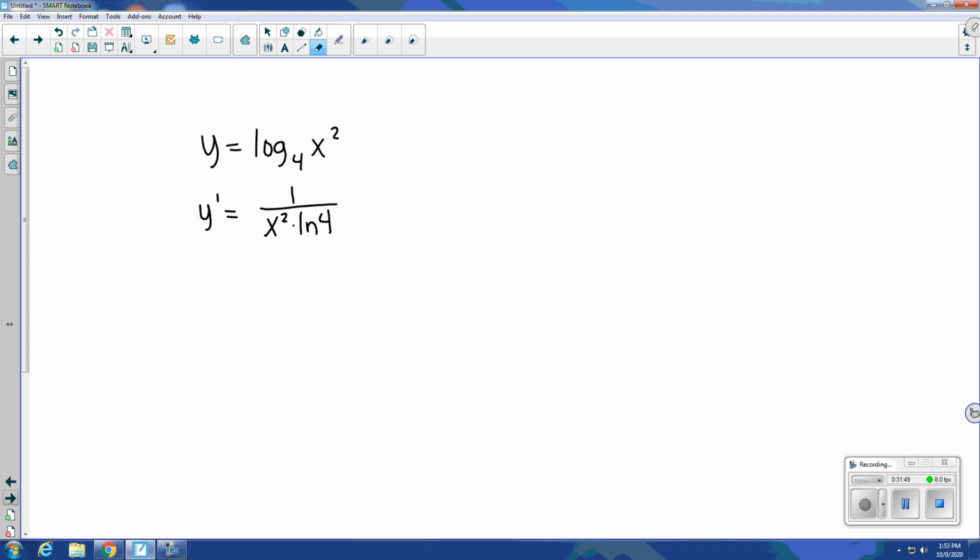But because we have a composition, we've got to use chain rule, so I have to make sure I'm multiplying by the derivative of that inner piece. The inner function is x squared, so times 2x. We can simplify this. And there's your final result.